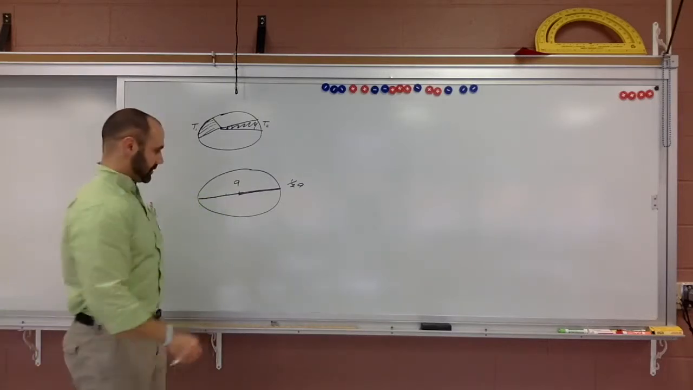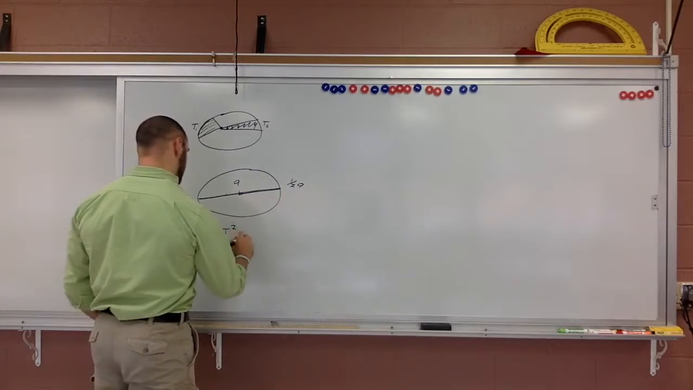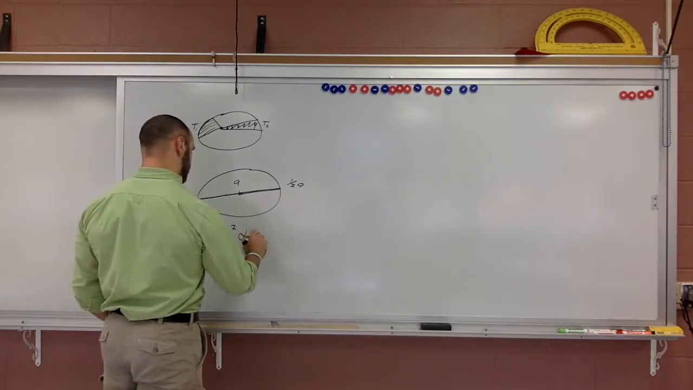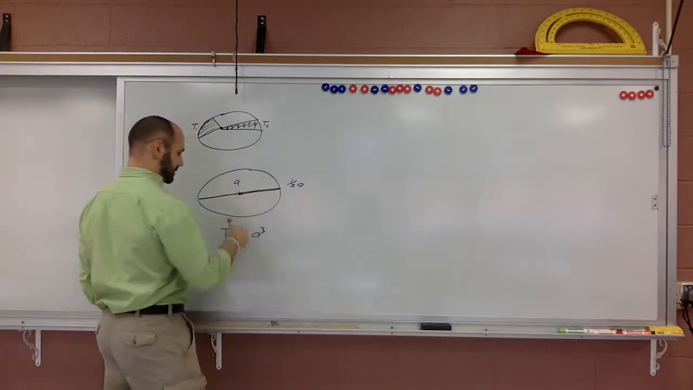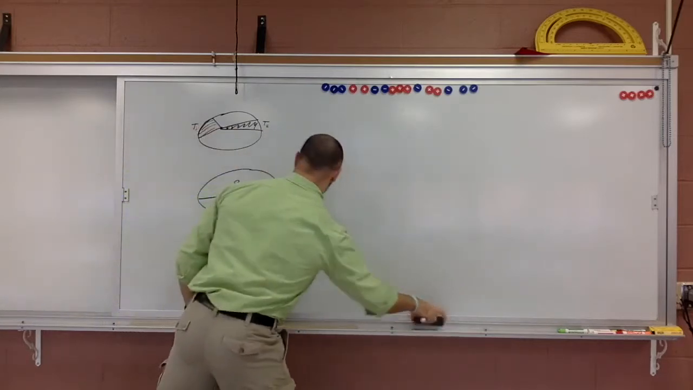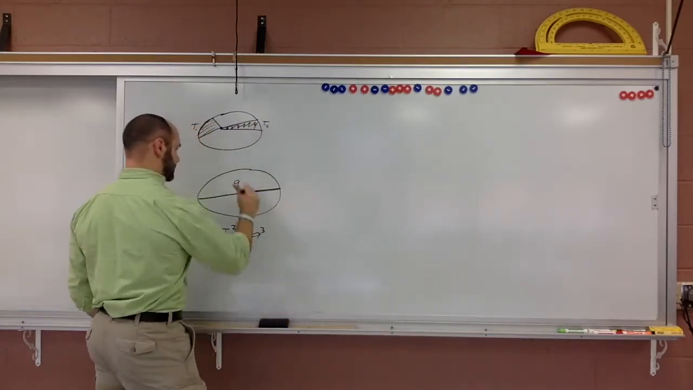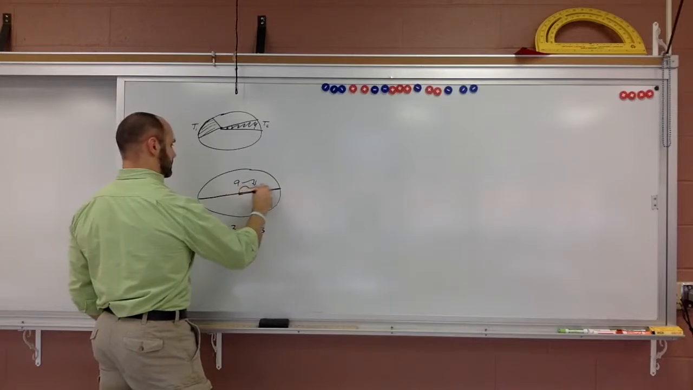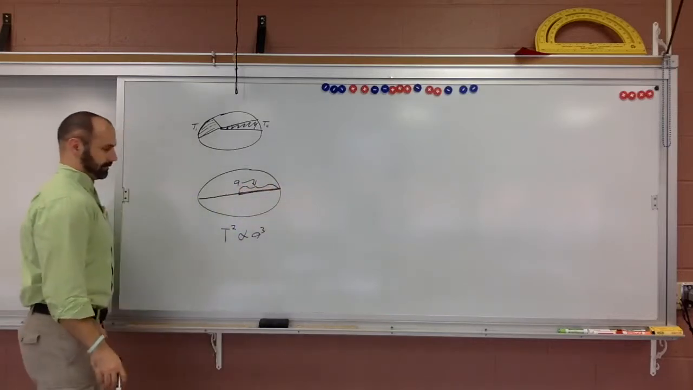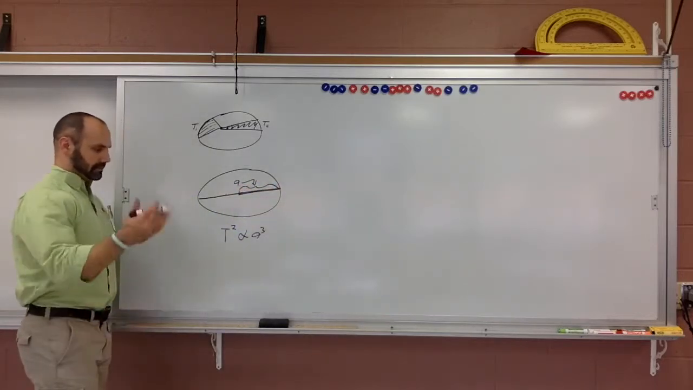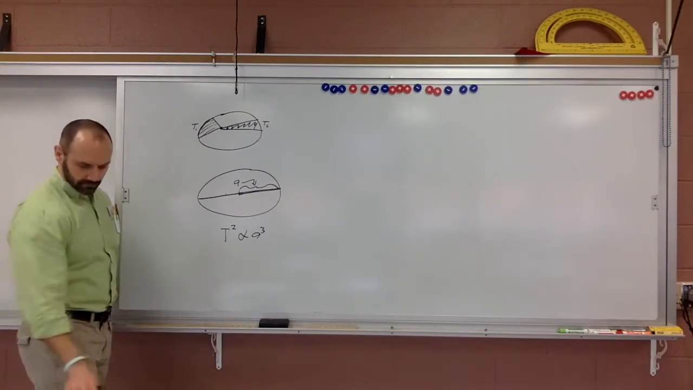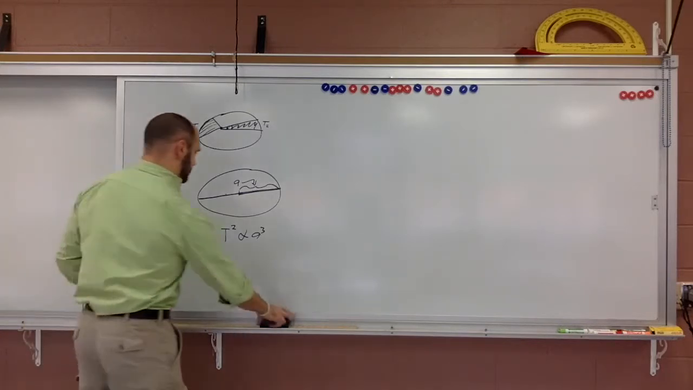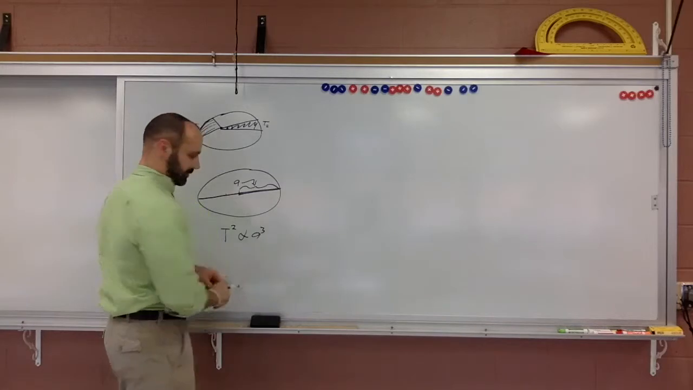And it looks like this. The square of the period is proportional to the cube of the semi-major axis. So A is actually the semi-major axis, in common notation.